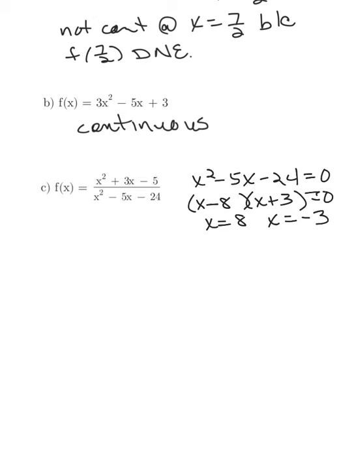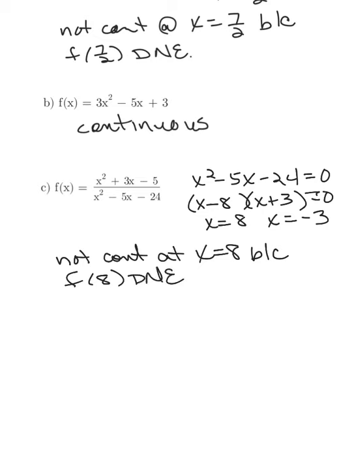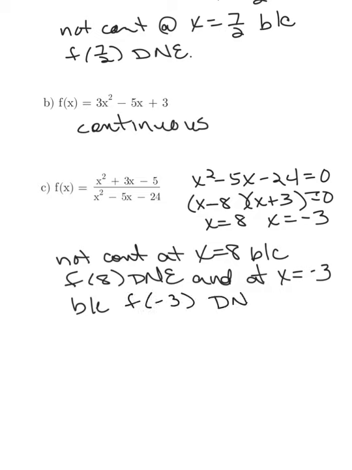This means the function does not exist at those values, so we would say that we are not continuous at x equals 8 because f of 8 does not exist, and at x equals negative 3 because f of negative 3 does not exist.